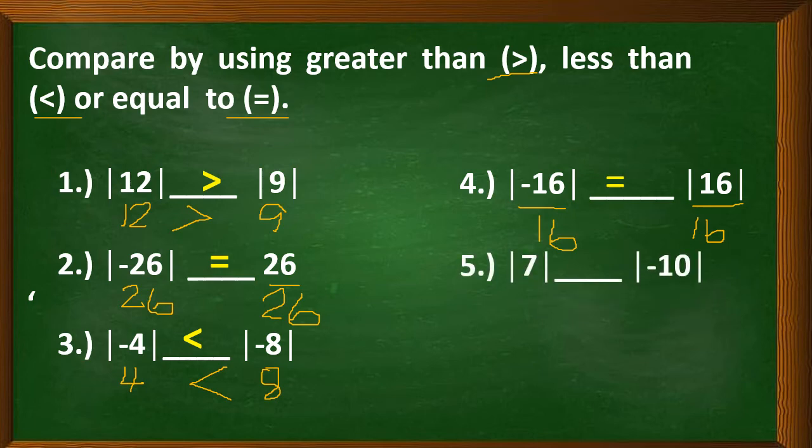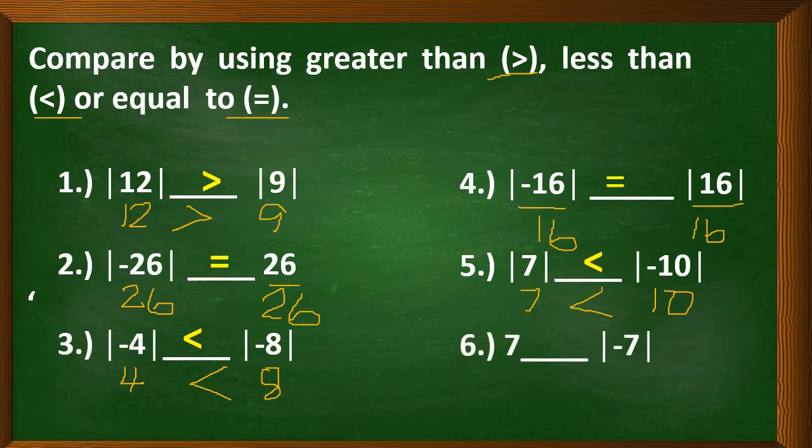Now, number 5. Okay, what is the correct symbol we are going to place in between? Okay, you are correct. Less than. Because absolute value of 7 is 7 and absolute value of negative 10 is 10. Of course, 7 is less than 10.